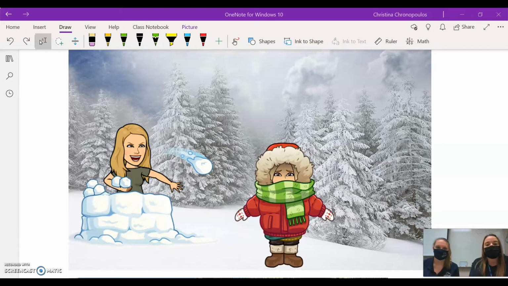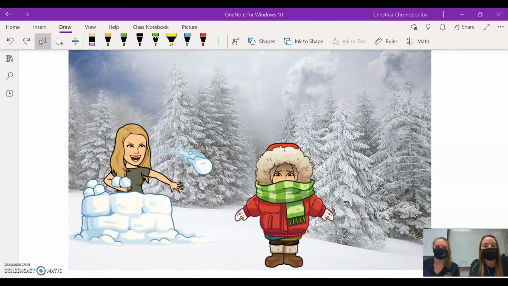And so looking at this picture here, we have a wintry scene with our Bitmojis. And if I wanted to illustrate how thermal energy is flowing in this picture, I really want to think about which two objects are in contact with each other that have different temperatures. Because the object that has the higher temperature is going to transfer its heat energy to the one that's at the lower temperature.